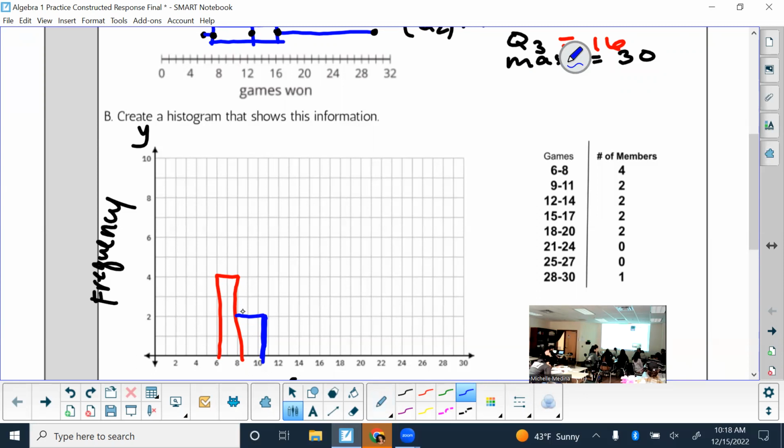All right, so your y-axis for histogram is always frequency. It's how often something from that interval appears in the data set. So questions on that, Brian?